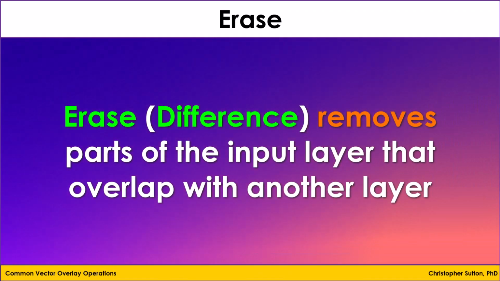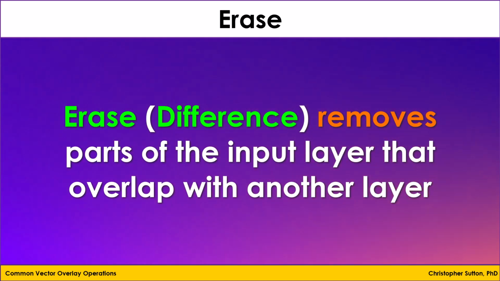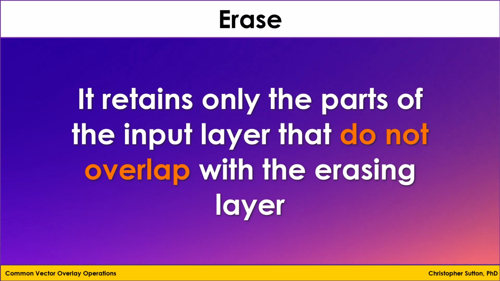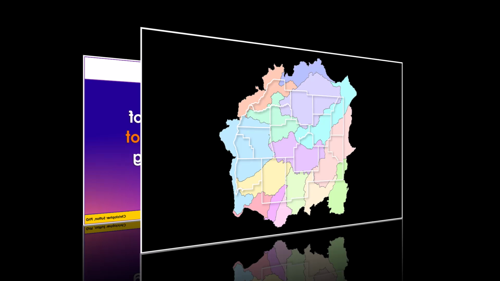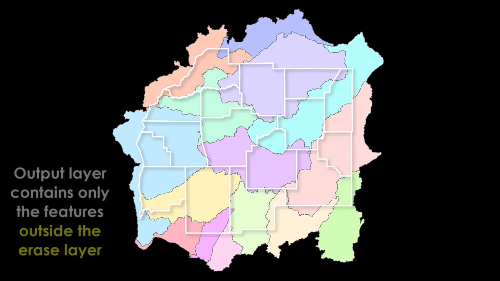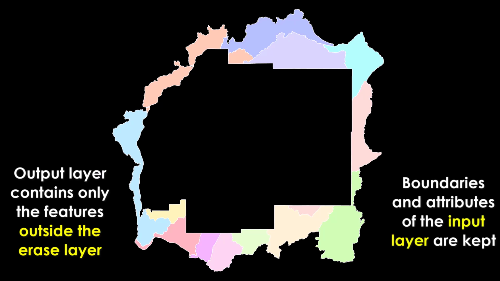The erase or difference operation is essentially the reverse of the clip operation. The erase operation removes parts of the input layer that overlap with another layer. It retains only the parts of the input layer that do not overlap with the erasing layer. What we will do is erase the space occupied by the counties from the watershed layers. The output will be the watersheds layer with the area occupied by the counties removed. The output layer will contain only the boundaries of the watersheds layer and the attributes of the watershed layer.